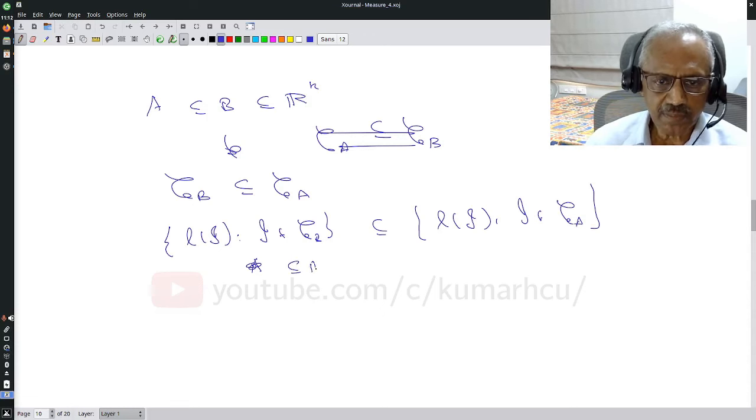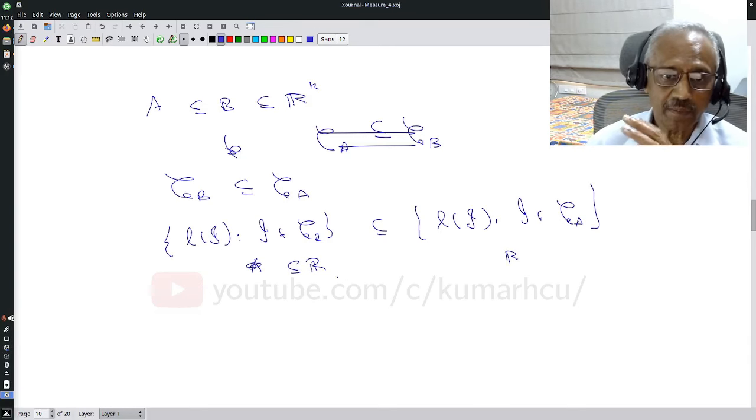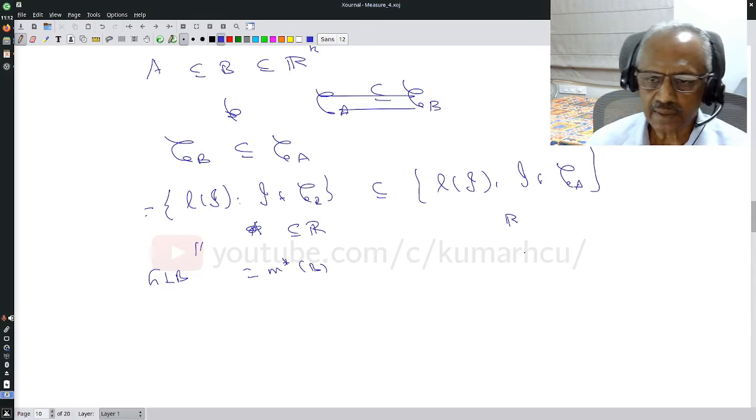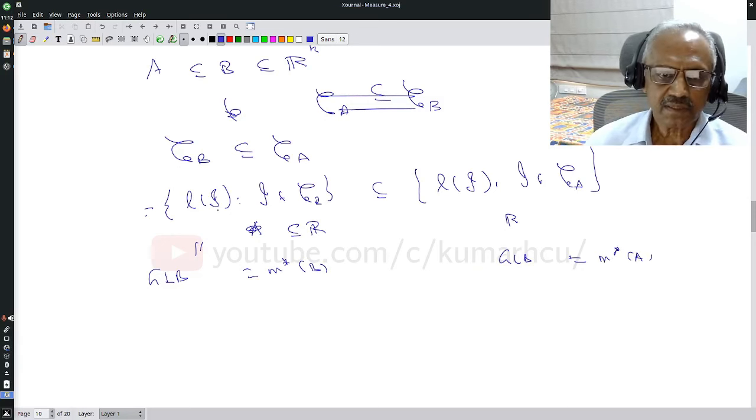This is a subset of real numbers. This is also a subset of real numbers. Remember again, it may be countable. Then I want to look at the GLB. The GLB of this set is your M star of B. And the GLB of this set is your M star of A. And then this subset is contained in this. What do I conclude now?